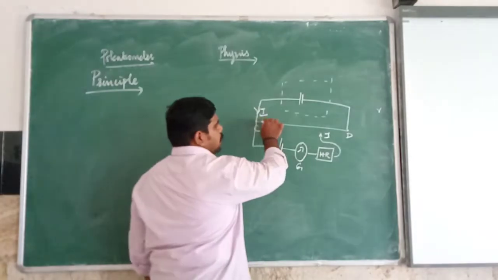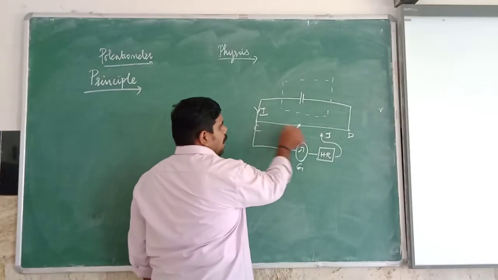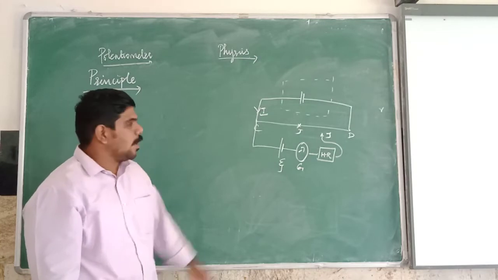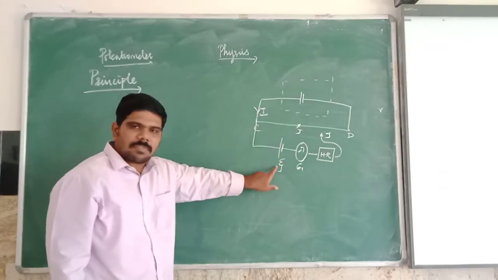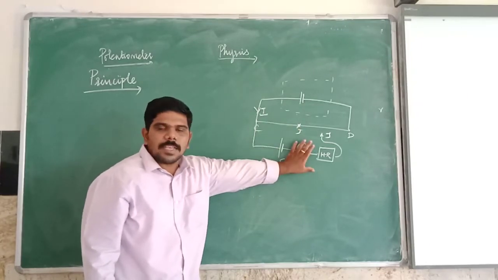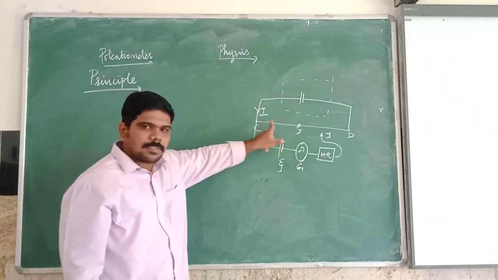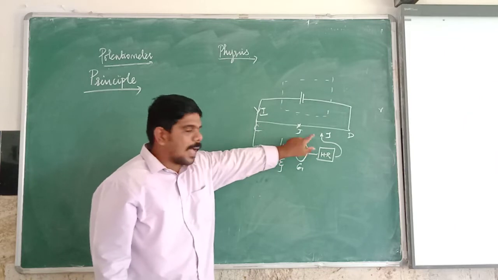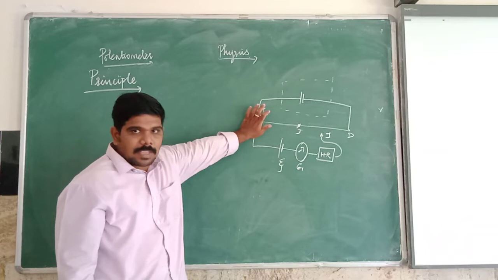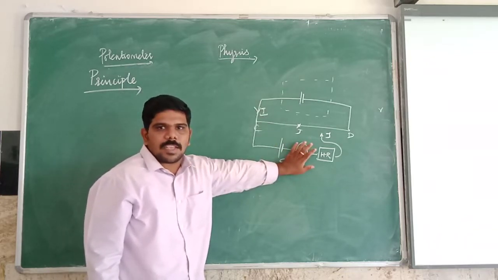Now we take the jockey. When the jockey is adjusted on the potentiometer wire, and the potential difference across the balancing length CJ is directly proportional to the EMF of the cell, there will be no current flowing in the circuit. So the galvanometer shows zero deflection.